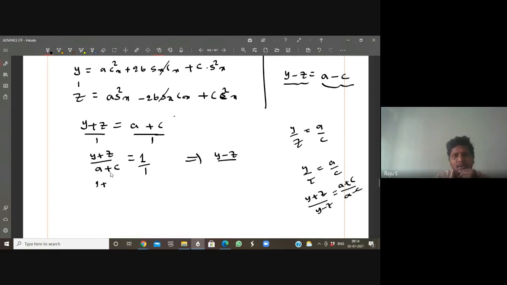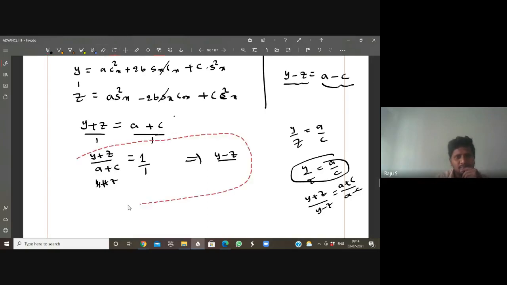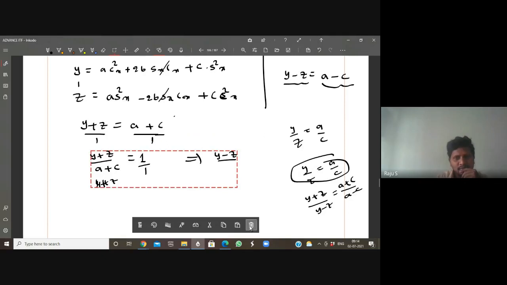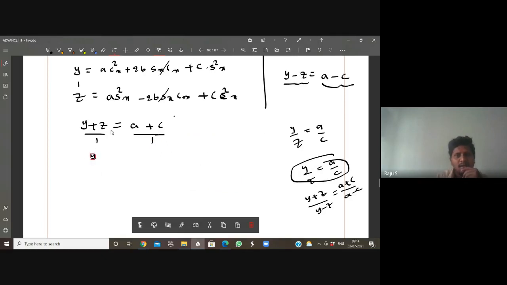We make componendo and dividendo, means like y plus z by... See, here we don't have the same variable. We should have the same variable, then we can apply. Is it clear? We should prove it like this. We can't say directly.